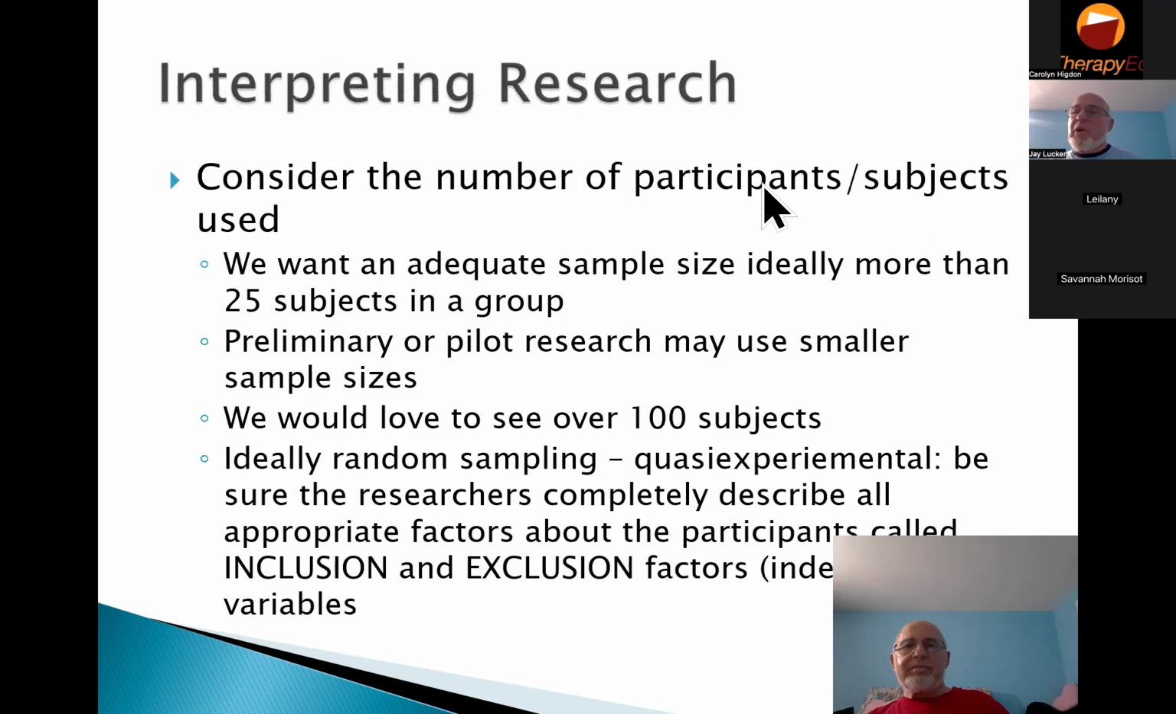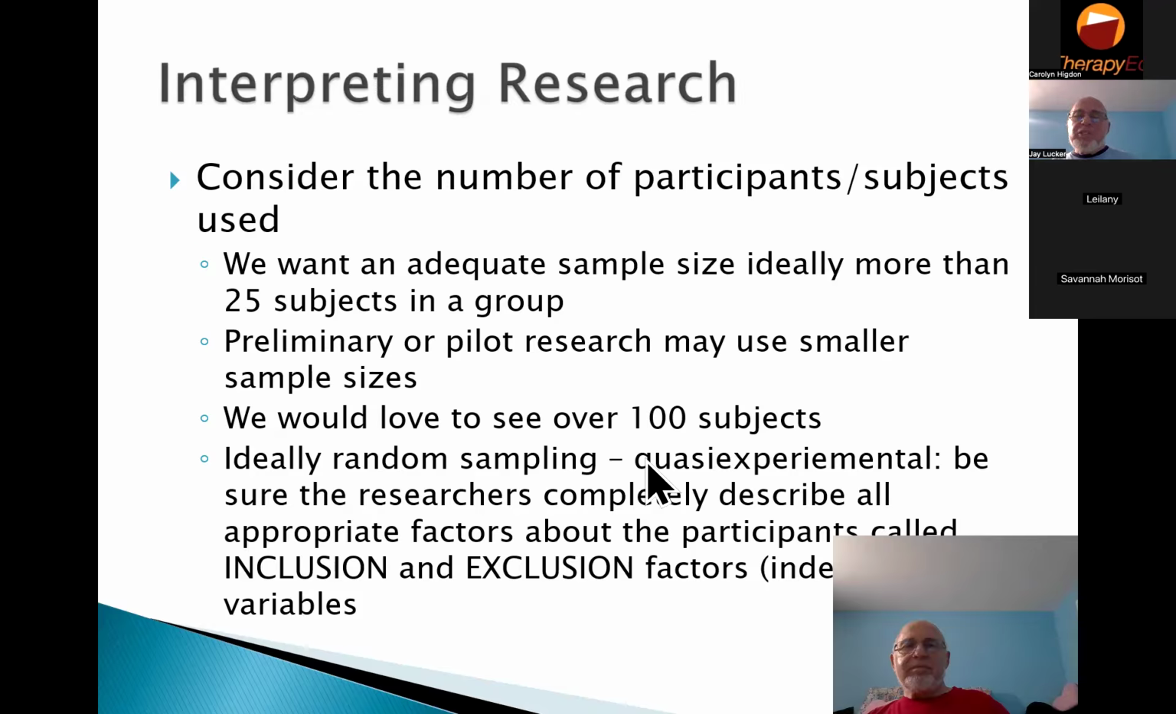Interpreting, consider the number of participants. We want at least sample sizes of 25 subjects per group. If it's one group, it's only 25. Two groups, 25 each. We'd love to see 100 subjects or more. If you see less than 25 subjects, it's still okay. It's called pilot research. I've just done a pilot research study on 16 subjects, but I say it's a pilot study. What's the next thing you need? Let's do it on more subjects. Let's add to these 16.